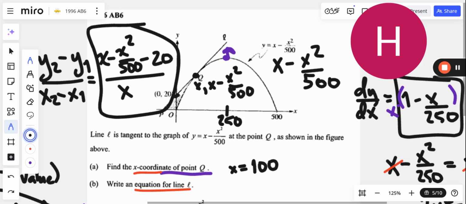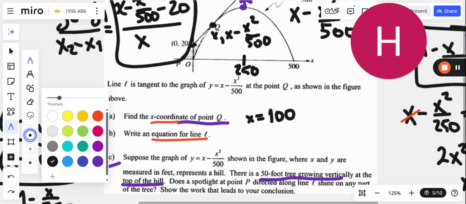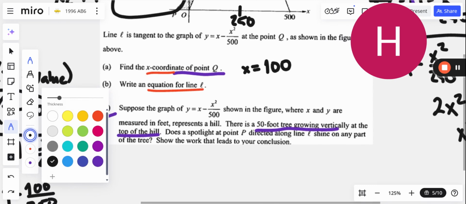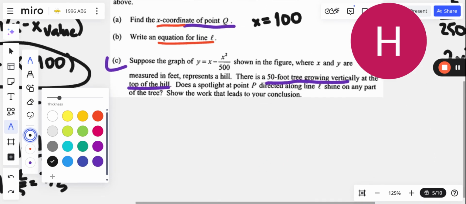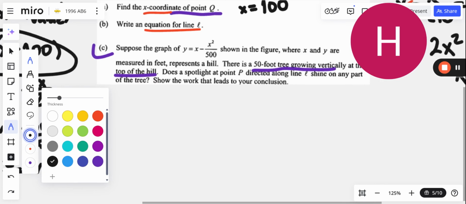So we need to find out where the tree starts, and then we can add 50 to get the top of the tree. We need to know that distance to answer this question, because we already have the line. The spotlight is just a fancy way of saying, does the tangent line go through it? If you shoot a light straight at it, does it hit the tree? So let's find out what the value is when x equals 250.